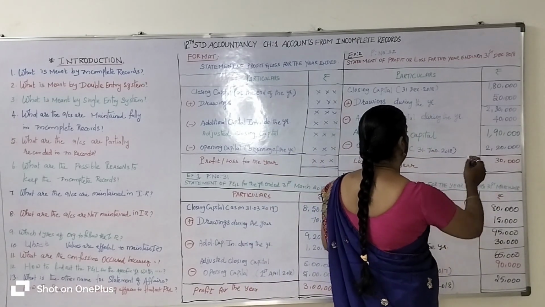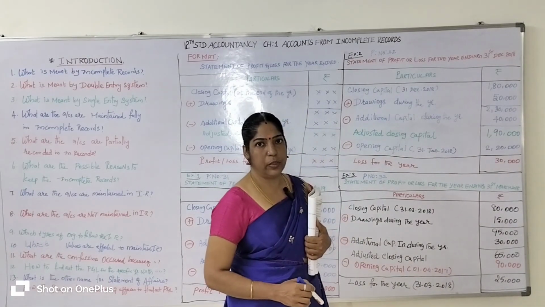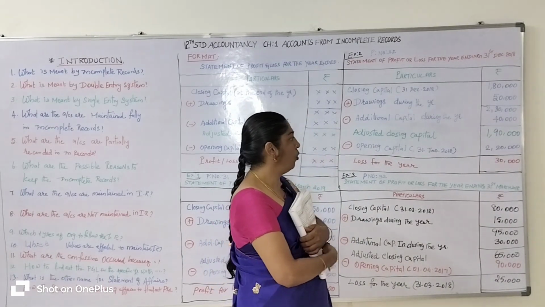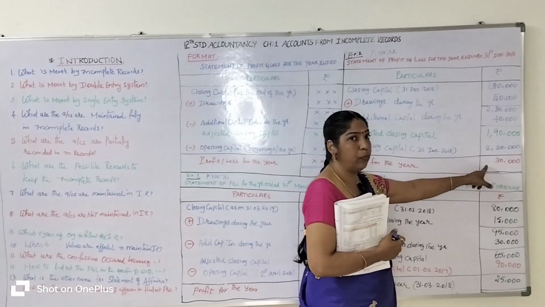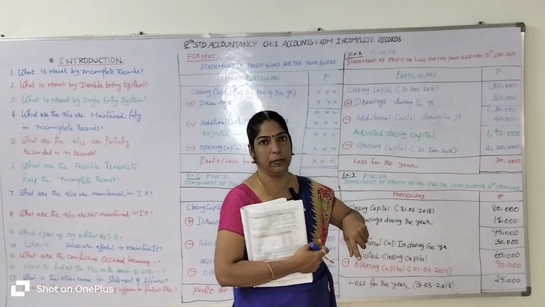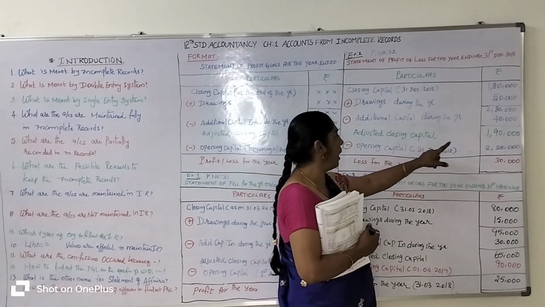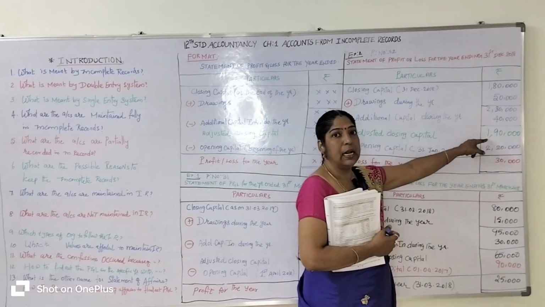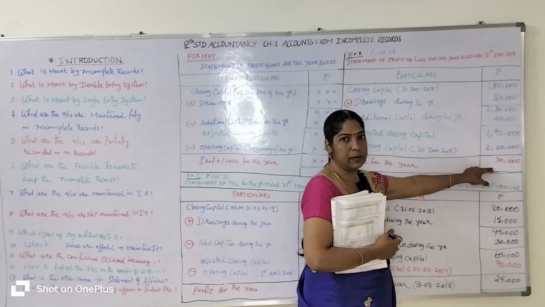2,20,000 rupees. After subtracting, you got 30,000 rupees. Okay, so what do we have to do? We are going to find out whether that 30,000 rupees is a profit or loss. How can you find out? Listen, if the adjusted closing capital value is less than the opening capital, then it is called loss.